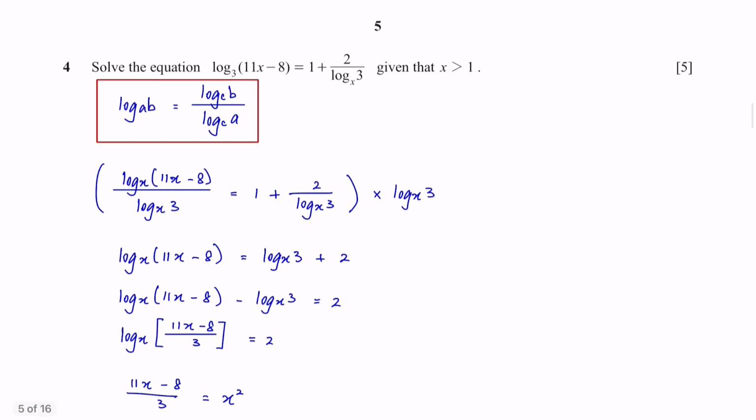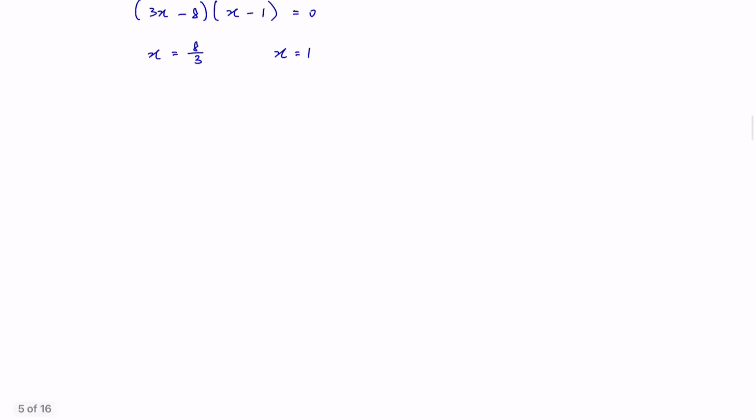And look at the question. We need x more than 1. So this would be rejected and 8 over 3 would be the only answer.